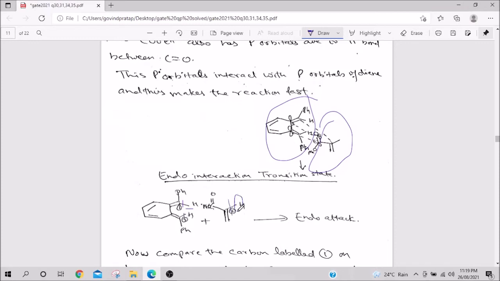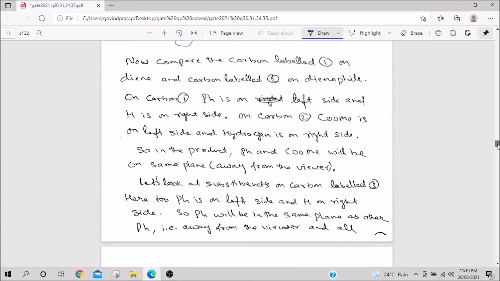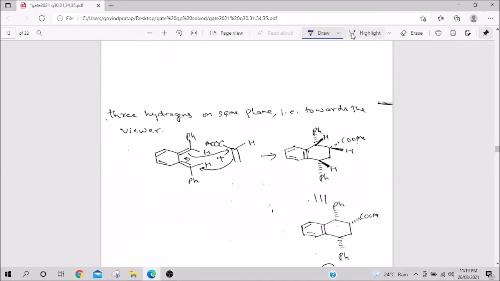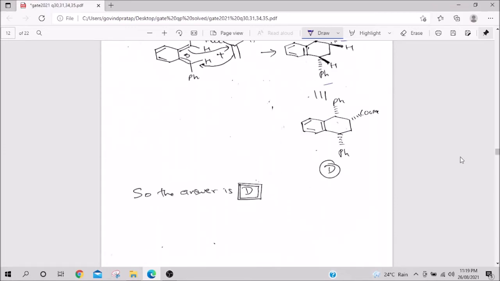So all the three H will come in one plane toward the viewer, and these COMe, this pH and this pH will go away from the viewer, and we will be drawing them away from the viewer, right? So you are writing like this. So very clearly COMe, pH and pH are away from the viewer. So your answer is P, right? This is the product, you can look back into it.